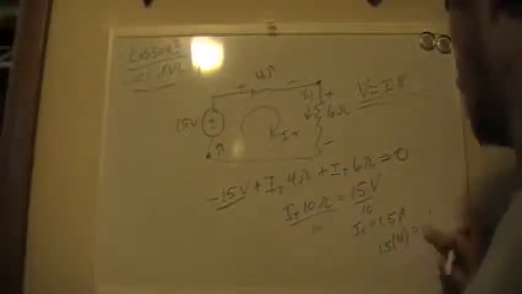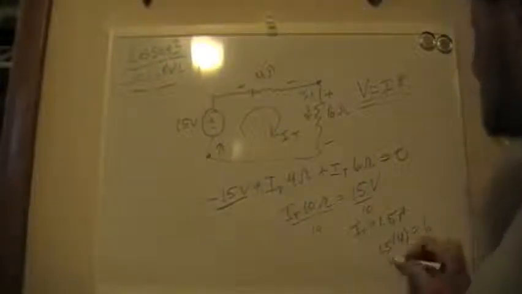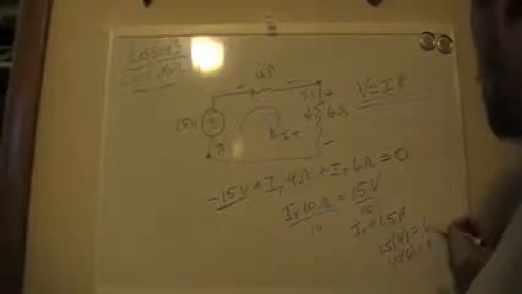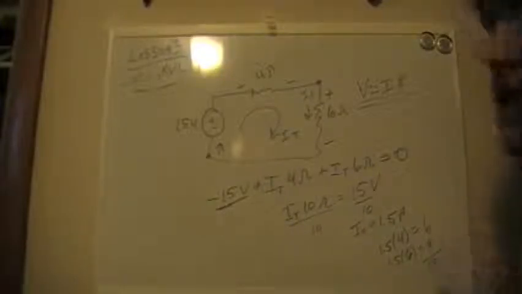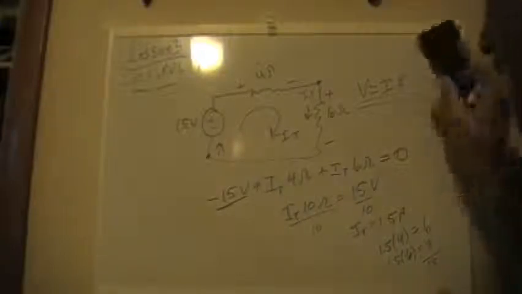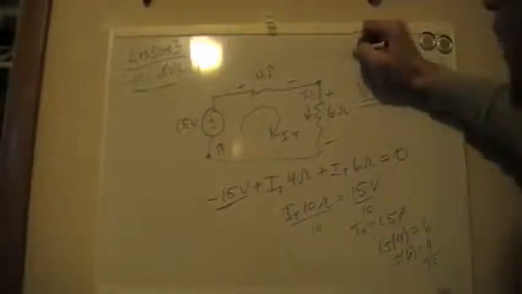No, not 8. What am I saying? 6, and then we're going to get 9. So 9 plus 6 is 15, so we didn't gain any energy. We did a good job. It means we analyzed the circuit correctly. So that's how you can kind of apply KVL.